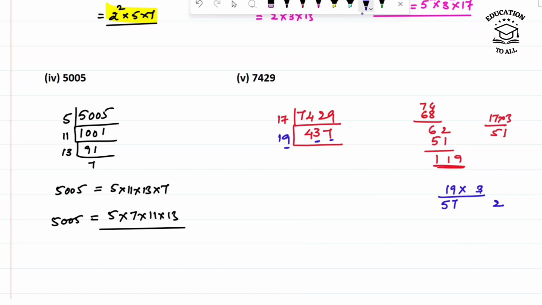How will 5 become 3? When you add 8, it becomes 13, so ending with 3. I'll take it as 2 nines are 18, 1 carries, 2 ones are 2, 2 plus 1 is 3. So add 7, 13, 1, 437. So absolutely 23 times. And here you should be aware that 17 is a prime number, 19 is a prime number, 23 is also a prime number. We can stop. So the prime factorization for 7429 will be 17 into 19 into 23.